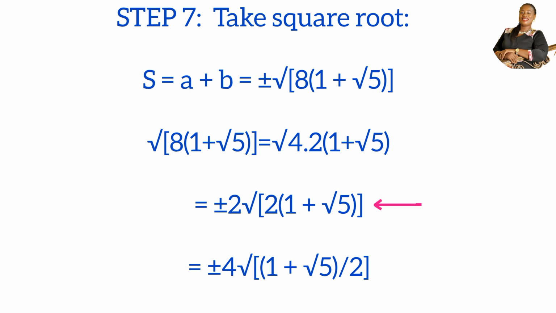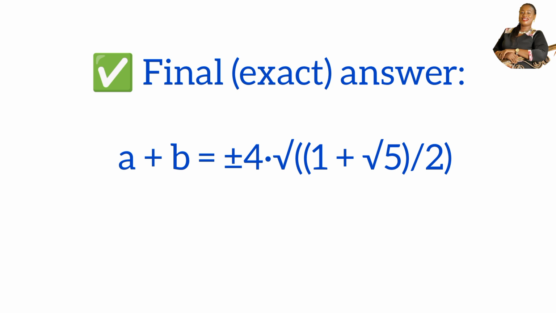We can simplify even further by noticing that 2 equals 4 over 2, which lets us write it as s equals plus or minus 4 times (1 plus root 5) all over 2. So the exact value of a plus b is plus or minus 4 root (1 plus root 5) over 2. And there we have it.